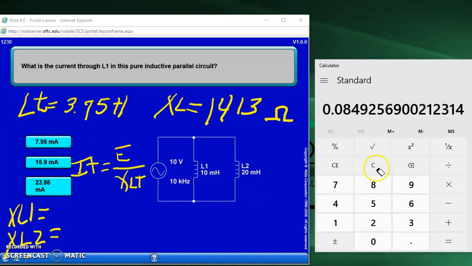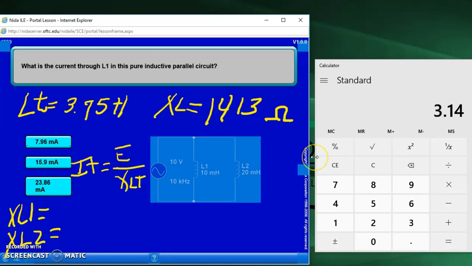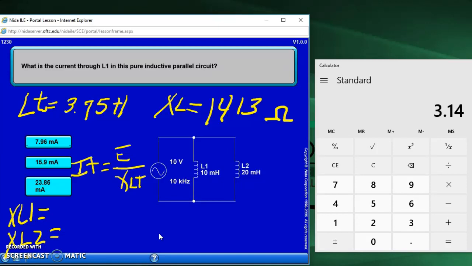So again, it's 2 pi FL. I'm going to go ahead and do something over here. I'm going to store pi in memory, 3.14, and I'm going to store that in memory. So now pi is in memory, and I can just hit the MR button to use pi. That way I don't have to type it in every time. That's just a little handy feature that most modern calculators have today. So I'm going to clear my calculator, and it didn't work. Alright, maybe we're just going to type pi in.